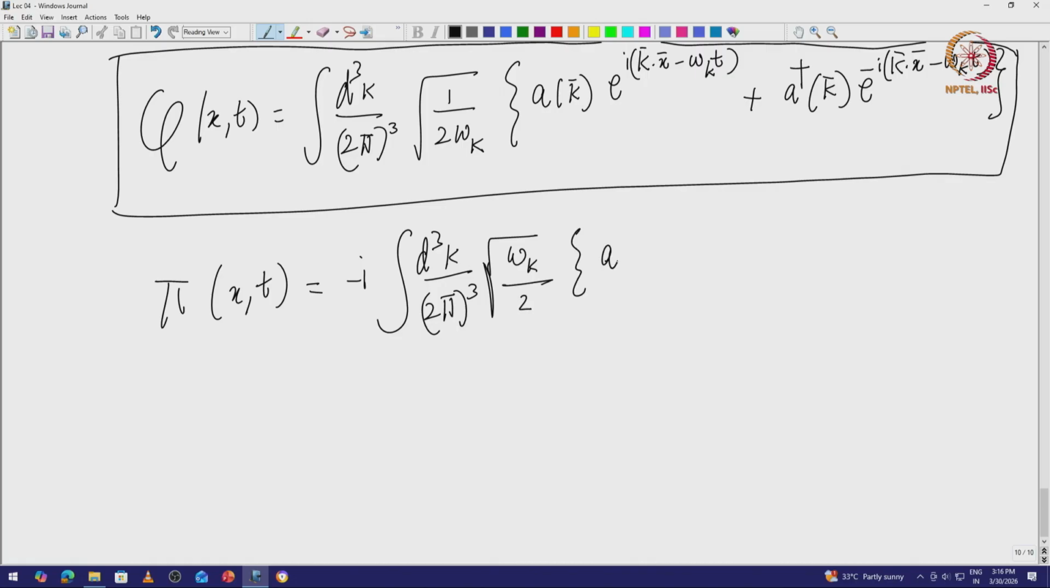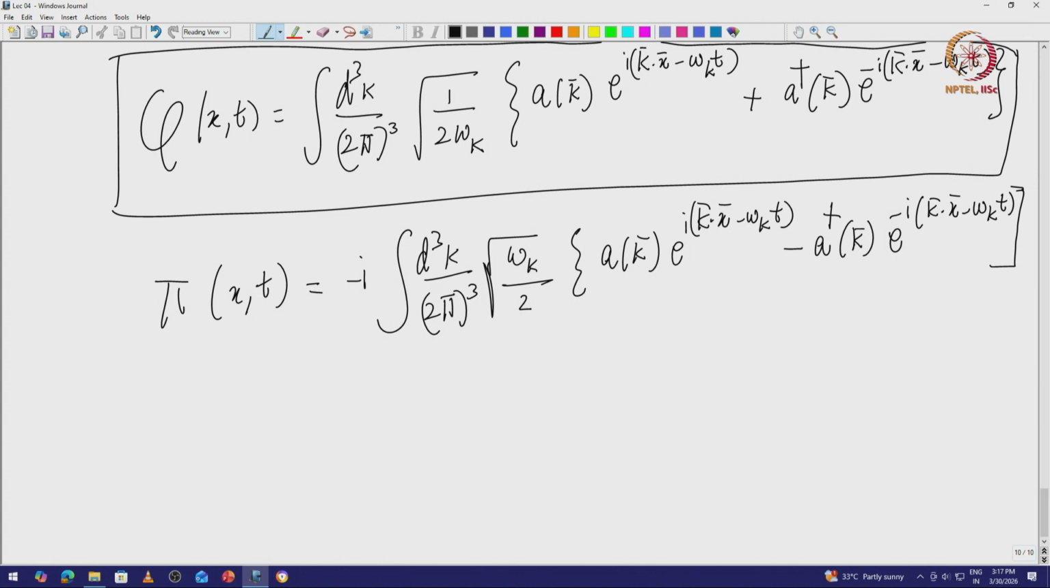So, we have a of k e to the power i (k bar dot x minus omega k t), the plane wave part, minus a dagger of k e to the power minus i (k bar dot x minus omega k t). Always remember, by writing this I used the identity that a of minus k is equal to a dagger of positive k.